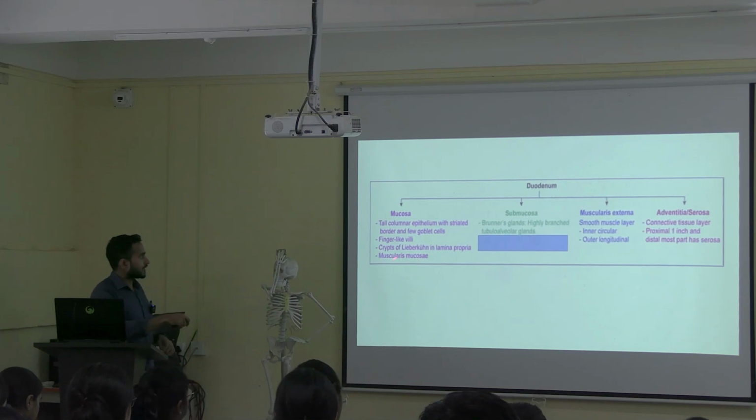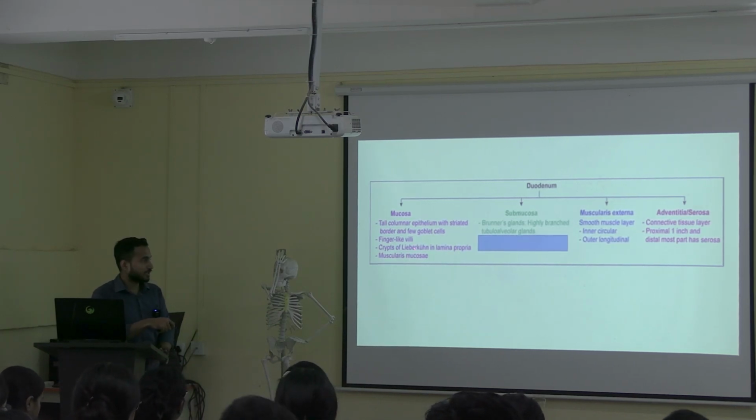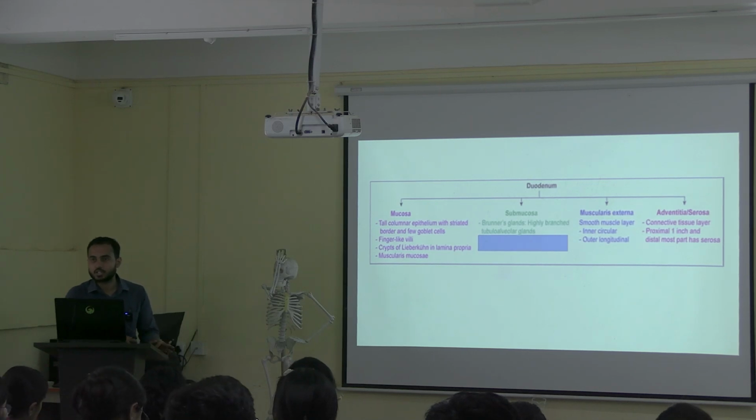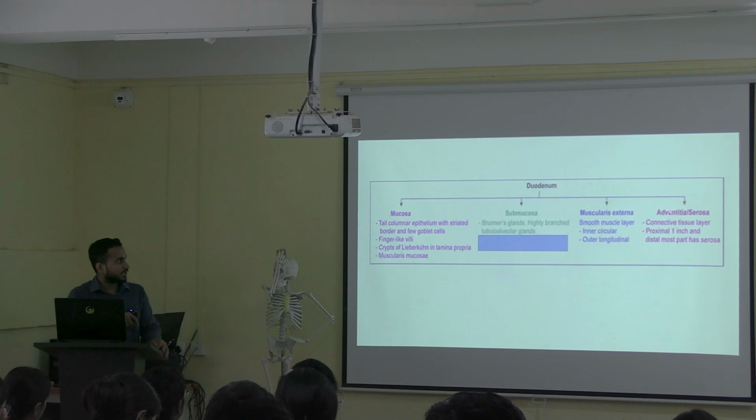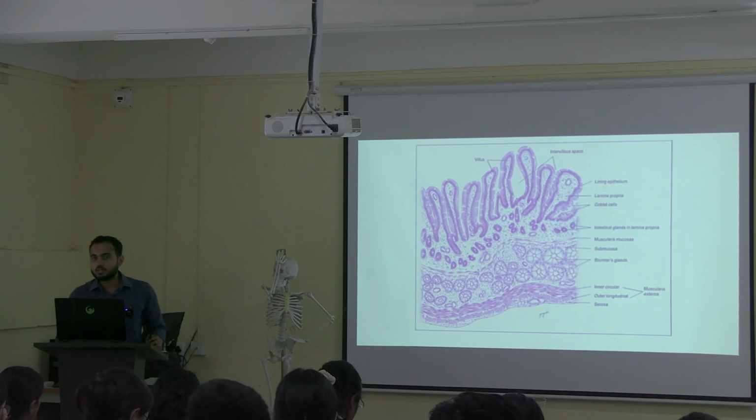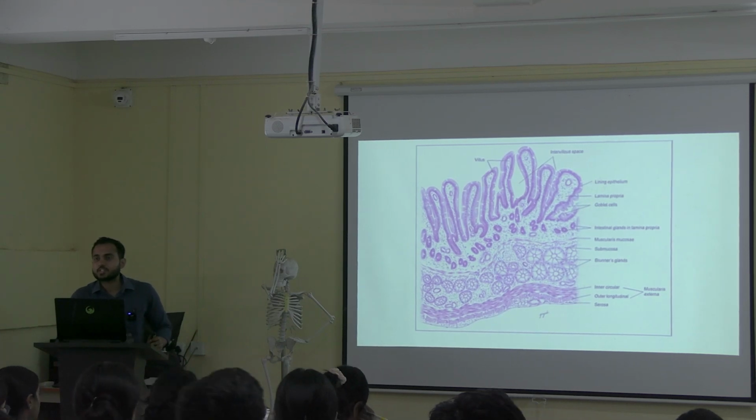Now here you can't see any Peyer's patches. In this particular area, Peyer's patches are not there in duodenum. Muscularis externa, same two layers are there, and adventitia, in some part adventitia will be there, in some part serosa will be there. Now this is the schematic diagram of which part? Anyone? Can you identify?